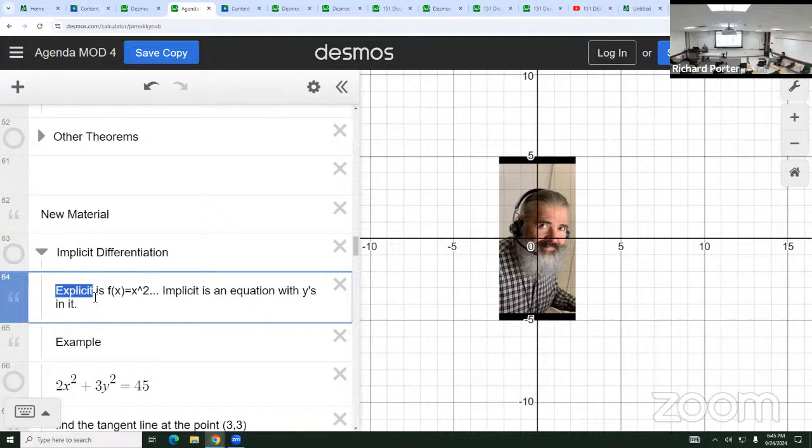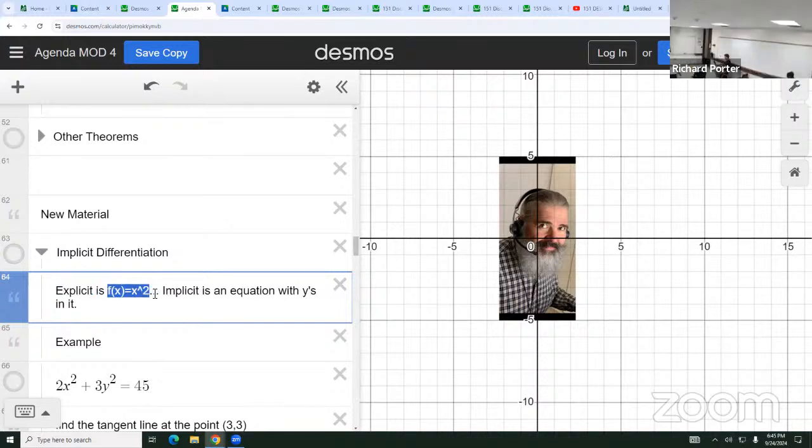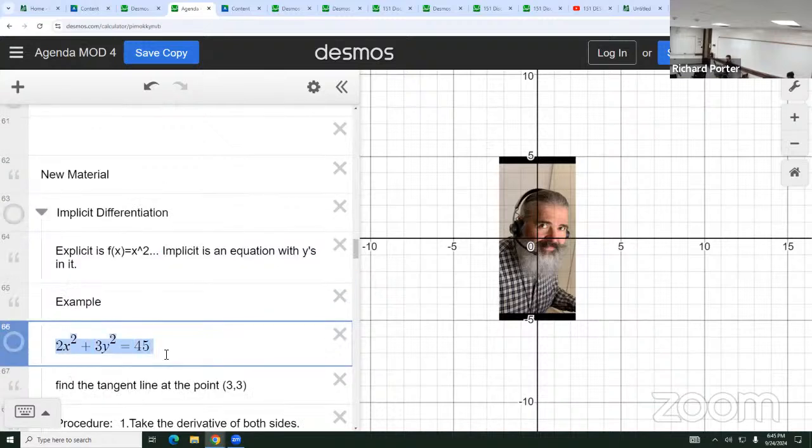Explicit differentiation is when you have something like a function equals x squared, and you can figure out the derivative because it's explicit, f of x. Implicit is when you have an equation where your function is not written explicitly. You have a y squared. If you take that function, square it, multiply it by 3, and add 2x squared, and get 45, then that's the equation you have. And now let's just see what that looks like.